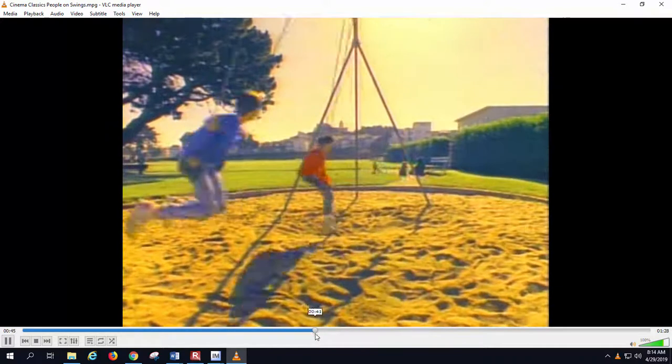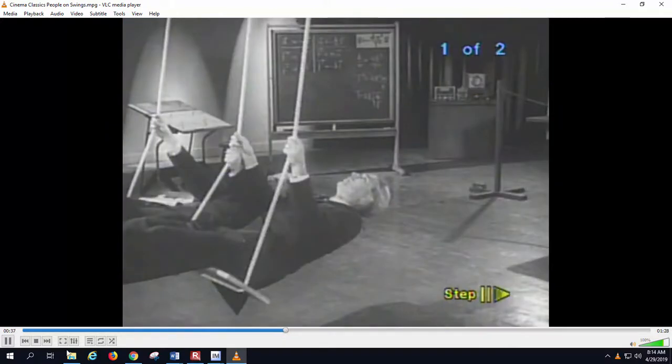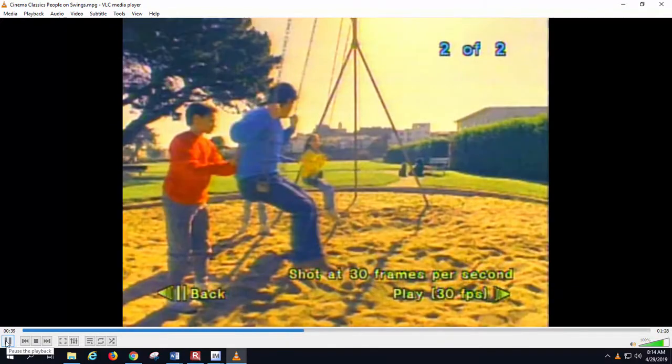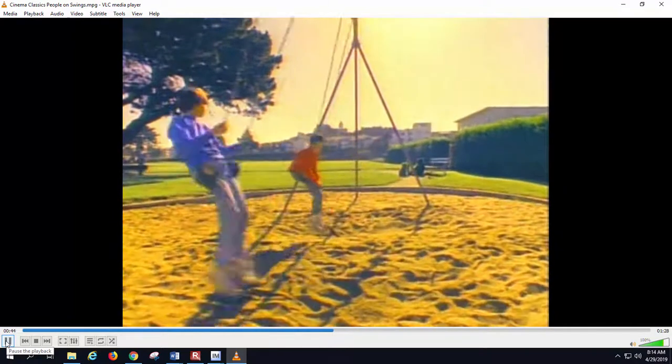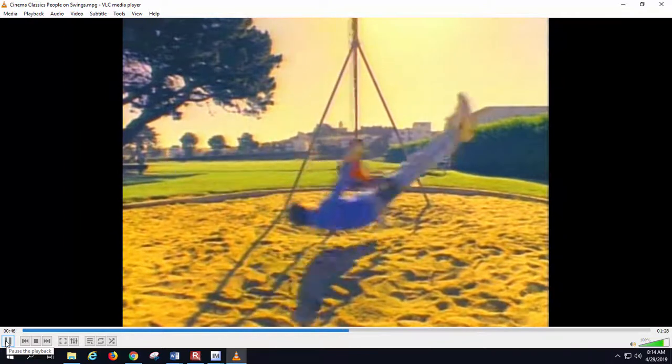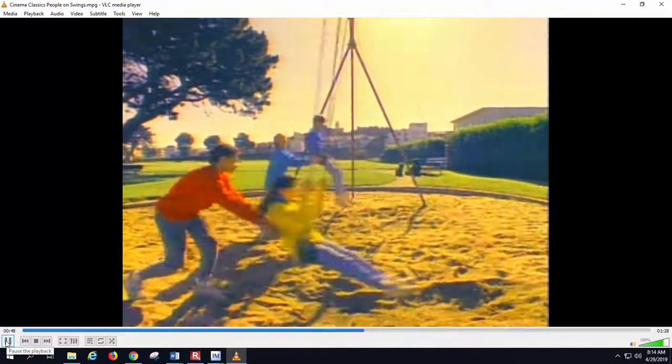Now watch this sideways here. Even as an everyday example on a playground, you can see the law of physics in action. The time it takes to swing back and forth only depends upon the length of the chain and not the mass of the person.